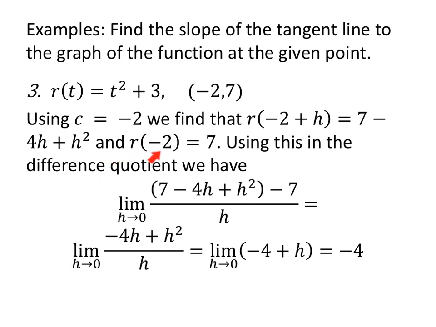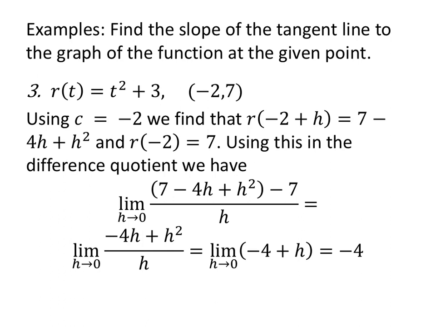Resuming, r of -2, I know that's 7. Work smart, not hard. Using this in the difference quotient, the limit as h approaches 0 of 7 minus 4h plus h squared minus 7 all over h. The 7's cancel. That's the limit as h approaches 0 of -4h plus h squared all over h. If we factor out our h, we'll be left with -4 plus h in the numerator. The h that we factored out cancels with the h in the denominator. And as h approaches 0, we'll end up with -4 plus 0, which is -4.